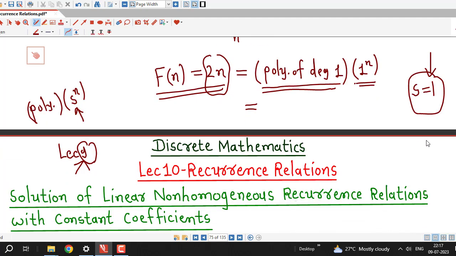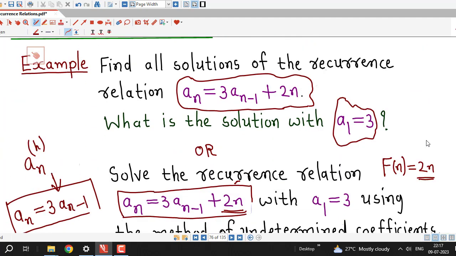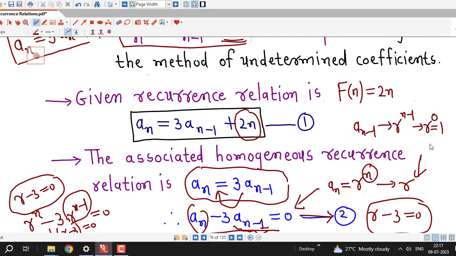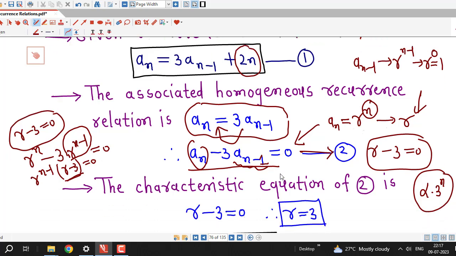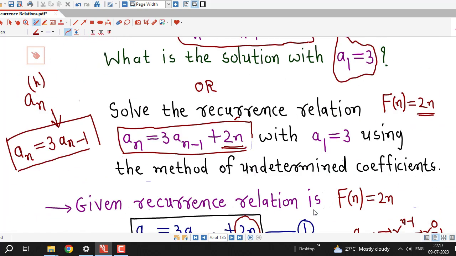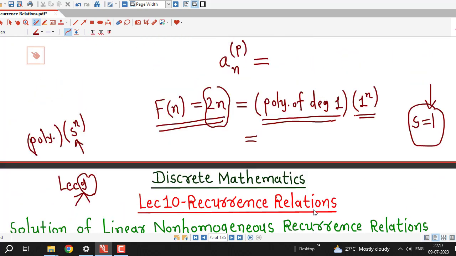Here the root of the characteristic equation is only 1, and it is r equal to 3. Here I have written that r minus 3 equal to 0. So r equal to 3 is the only root of the characteristic equation. So that means s equal to 1 is not a root of the characteristic equation.